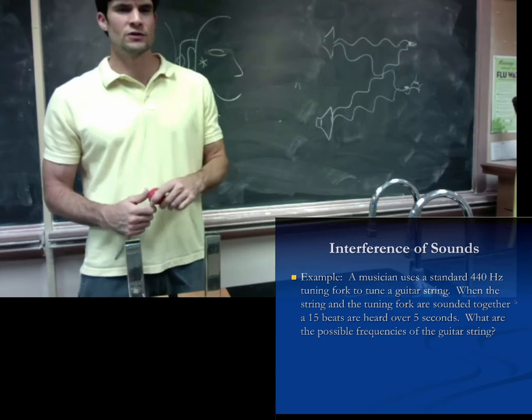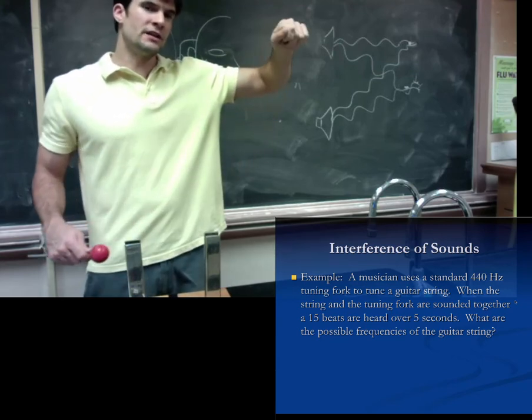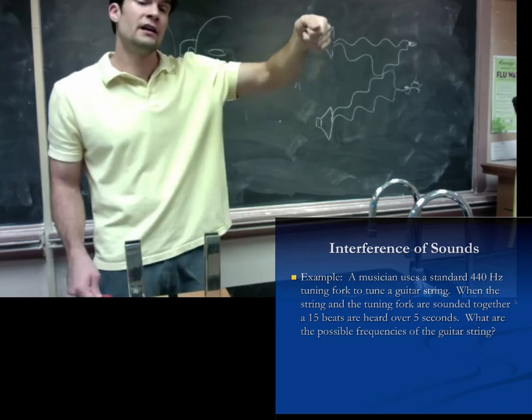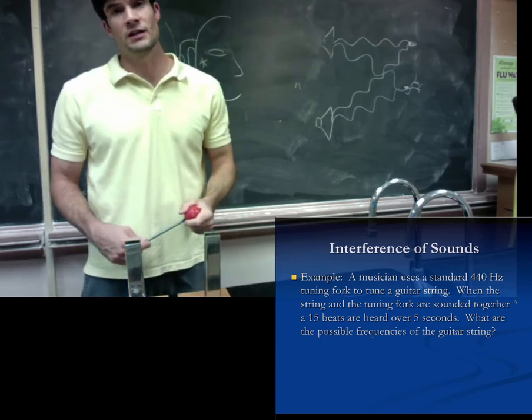So if this guitar player were tuning his guitar using this tuning fork, he would increase the tension and see if that fixed it, if the beats went away, and if it didn't, if they got more pronounced, then you would just adjust it the other way until the beats disappeared.